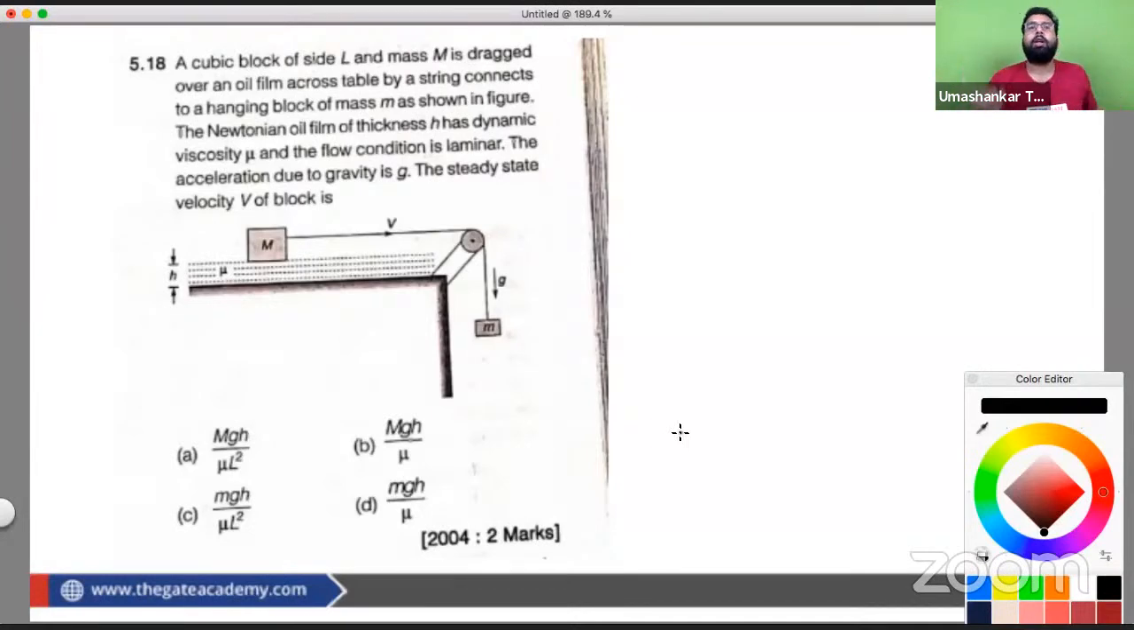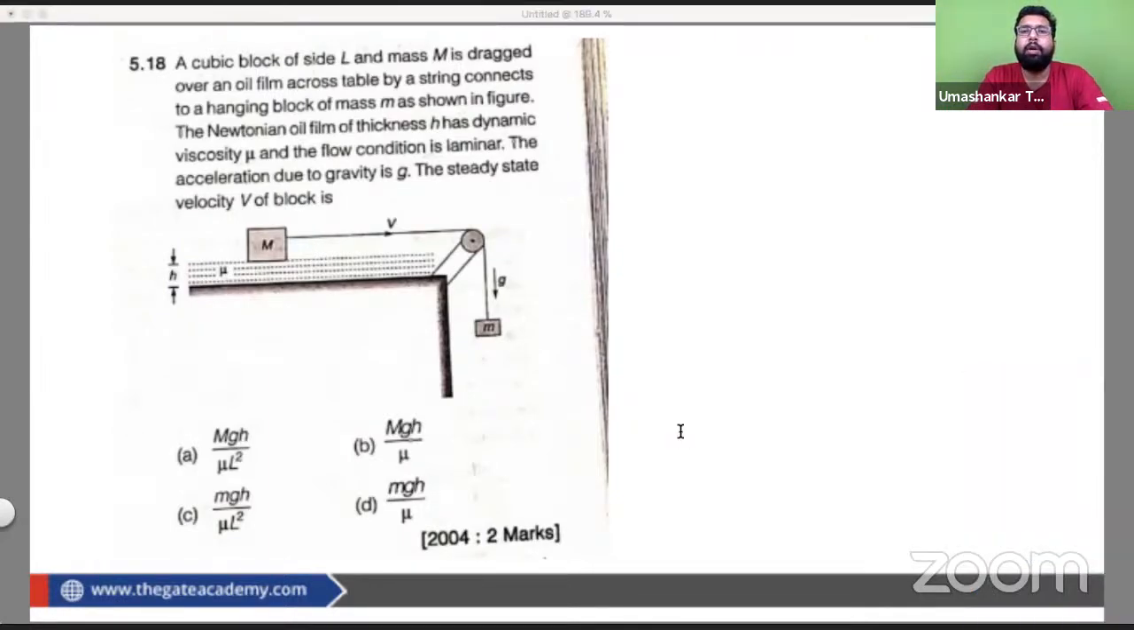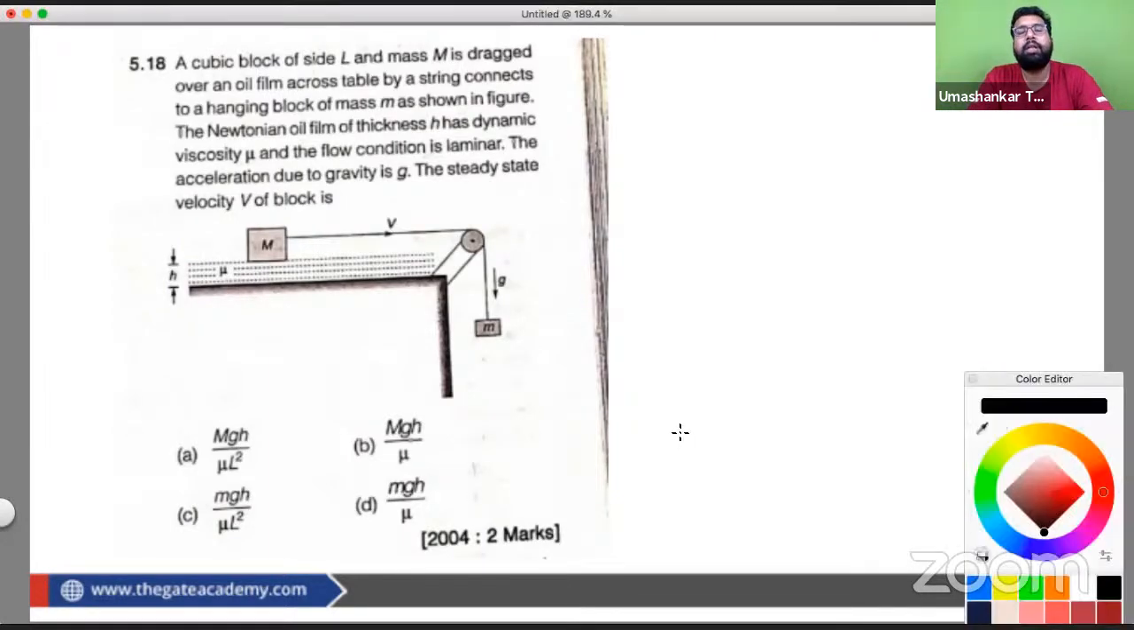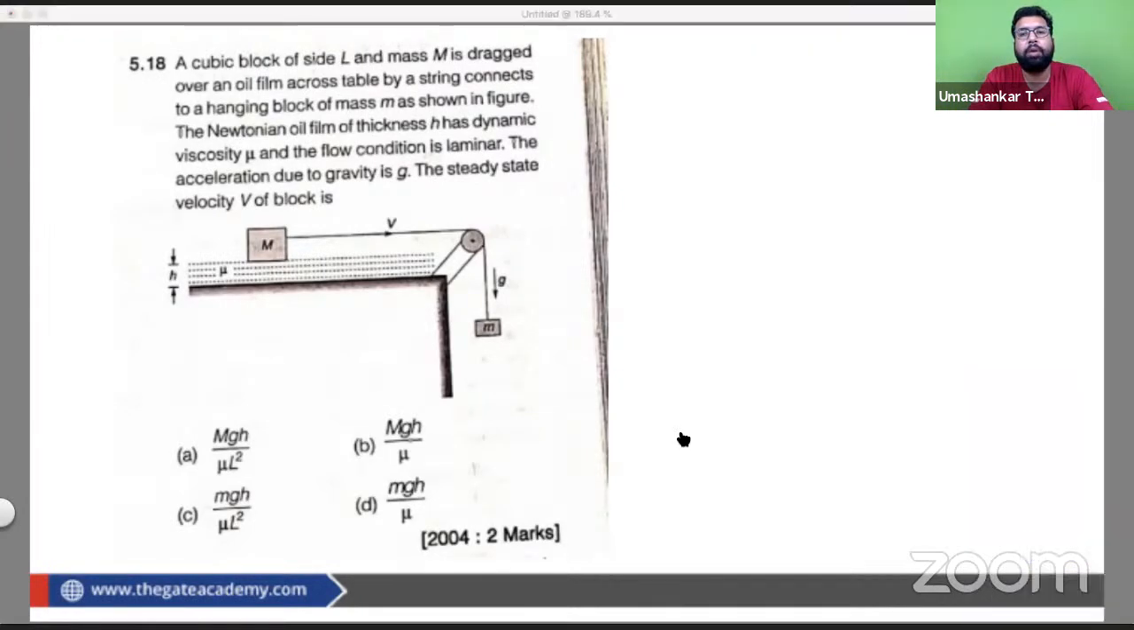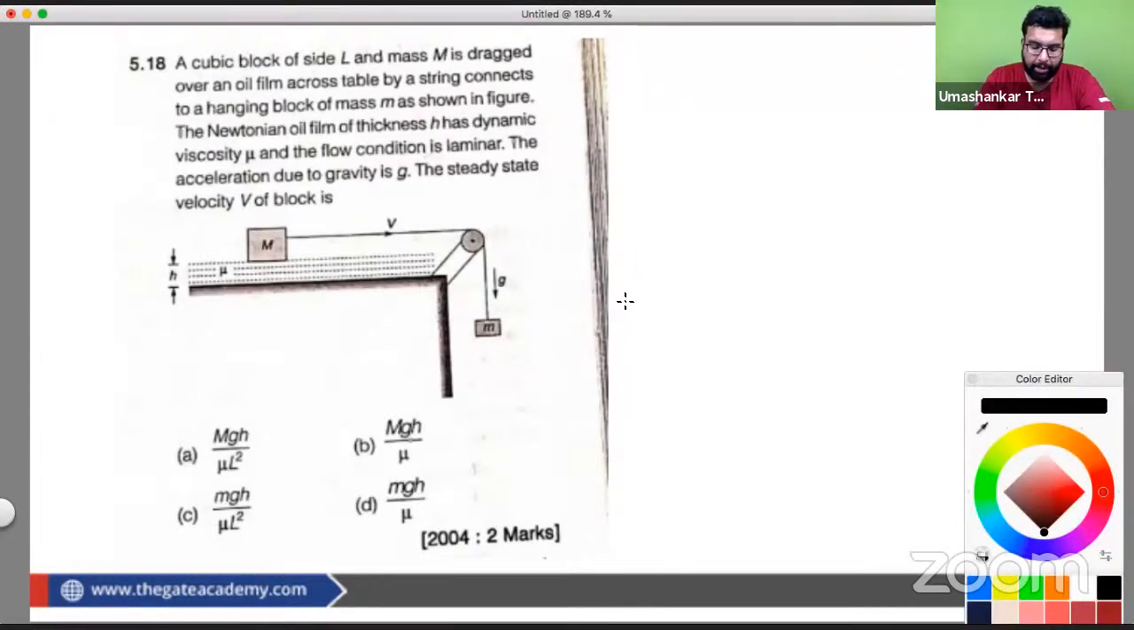Now, first of all, when you see this question in the examination, I am very sure that by seeing this question itself, you can recognize that this is a question of Newton's law of viscosity. How to recognize that? Very good, Sumit.